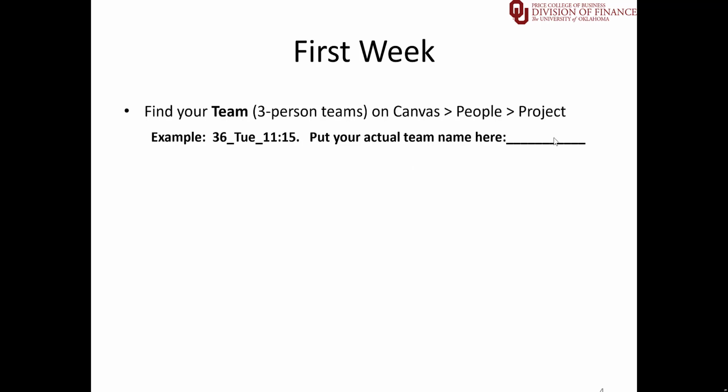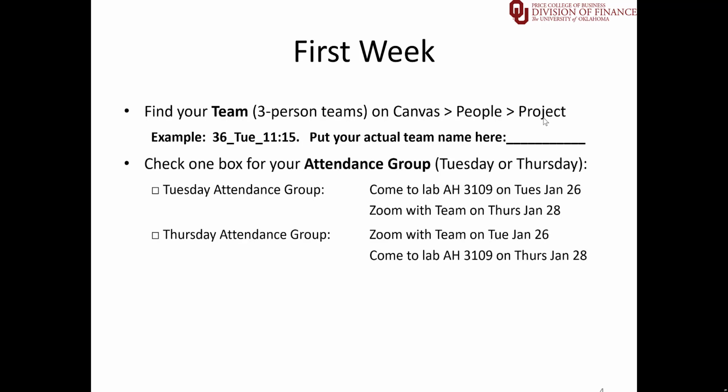So I would write that down. I don't know if you're printing out these slides or saving these slides, but get that name in your head, stick with it. From that, you can tell your attendance group, right? We just said we're Tuesday attendance group if Tuesday's in the group name. So check whichever of these boxes. And on January 26th, if you're Tuesday attendance group, I'll see you in the lab. Otherwise, if you're Thursday attendance group, I'll see you on Thursday. And I would like you to go ahead and practice Zooming with your team on Tuesday, January 26th.